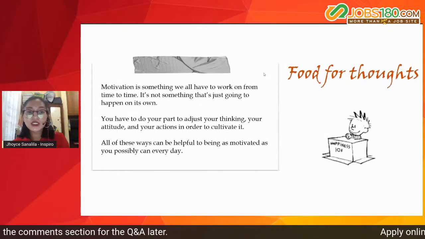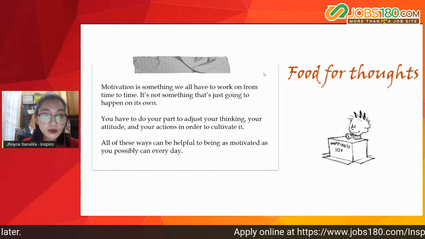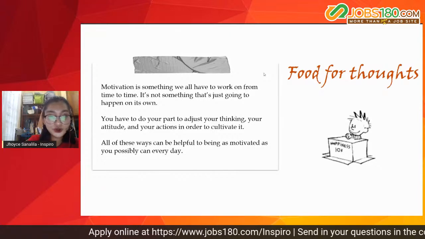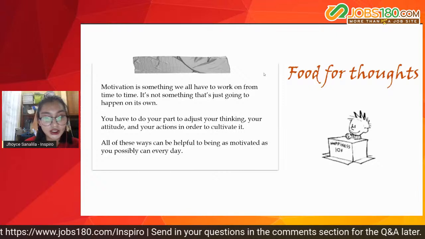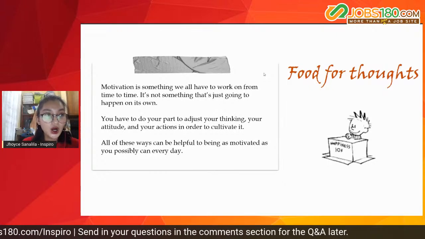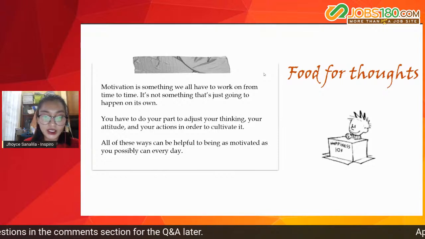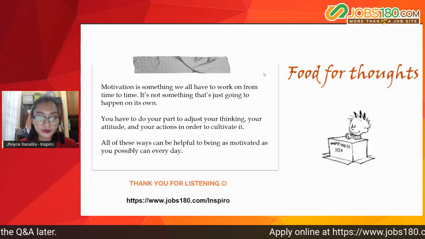So motivation is something we all have to work on from time to time. It's not something that's just going to happen on its own. You have to do your part to adjust your thinking, your attitude, and your actions in order to cultivate it. All of these ways can be helpful to being as motivated as you possibly can every day.